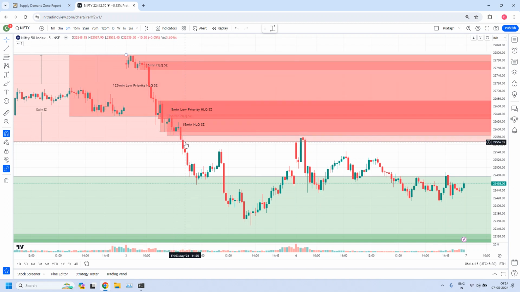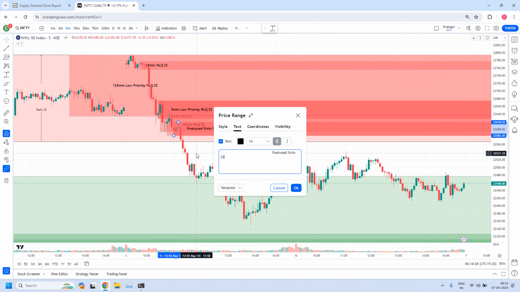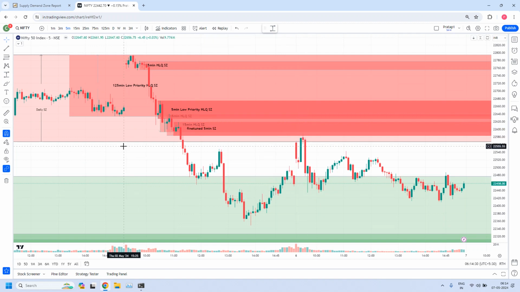See, this 15 minute zone is having a drop, 3 base candles and again a drop. This is the fine-tuned 5 minute zone. Let me draw this, and also let me give a label here. See, this is a fine-tuned 5 minute supply zone. Yesterday price just entered into this fine-tuned supply zone and again came down.